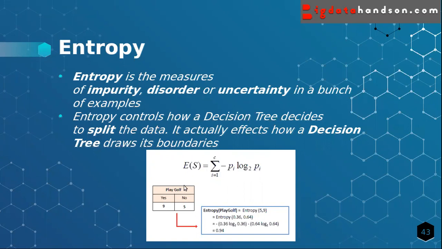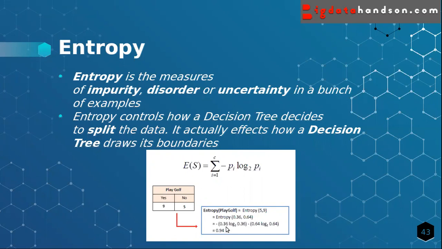Okay, for example, if you want to measure the entropy of play golf, you have two categories, yes and no. Yes, 9 times is there. No, we have 5 times. So the probability will be, total we have 14, so 9 by 14 is the probability of yes, 5 by 14 is the probability of no. So we give the probability here and then minus the probability log base 2 probability.